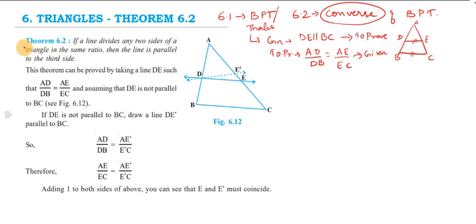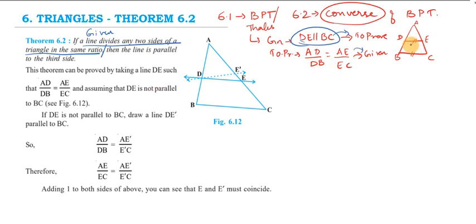See, look into the statement of Theorem 6.2. If a line divides any two sides of a triangle in the same ratio, see, this was given. So same ratio is what? AD by DB is equal to AE by EC. So this is given. Then the line is parallel to the third side. So what we have to prove here is that this line is parallel. So this becomes what we need to prove, and this is what is going to be given.